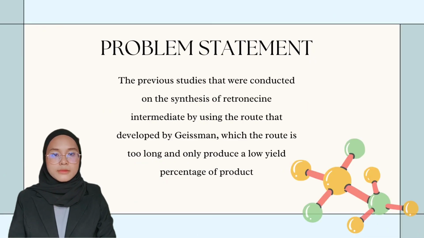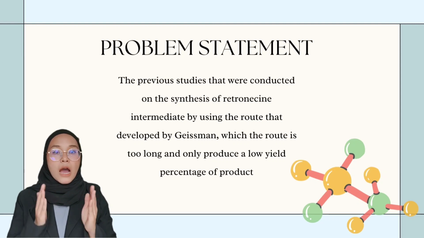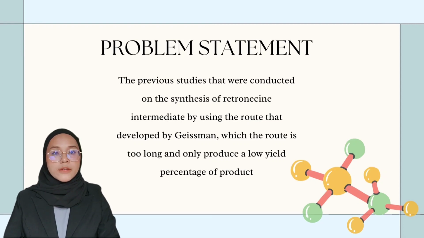For the problem statement, there are several studies that were conducted on synthesis of retronecine intermediate. However, they use the route developed by Geissman, which is too long and only produces a low percentage yield of product, which is only 0.91%.